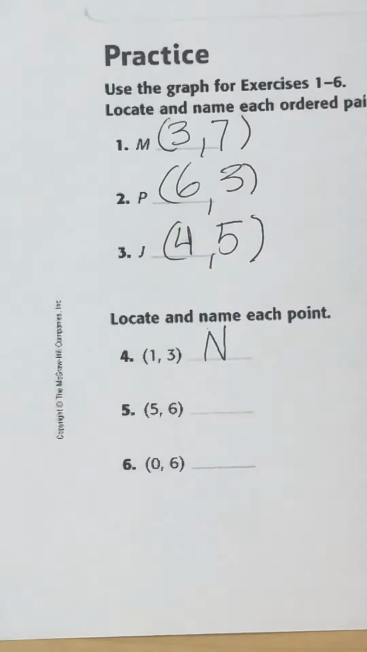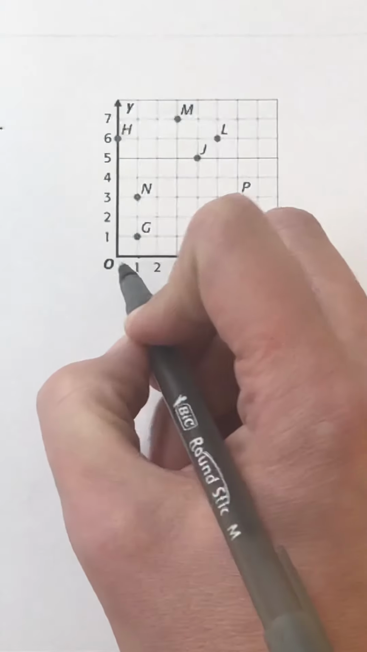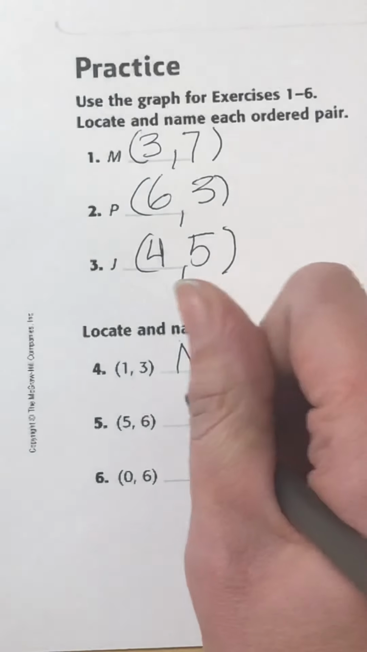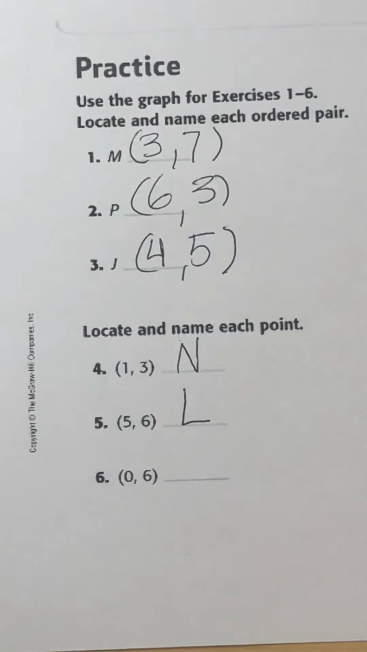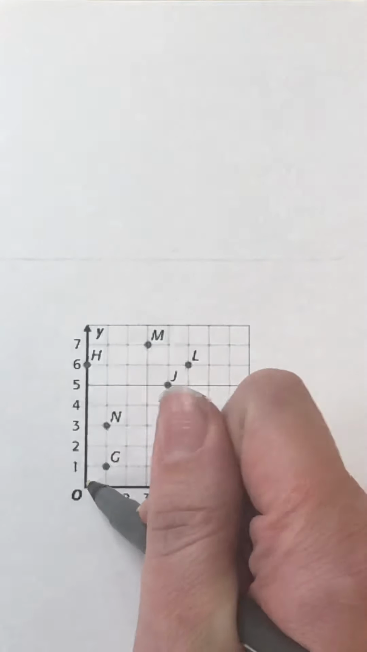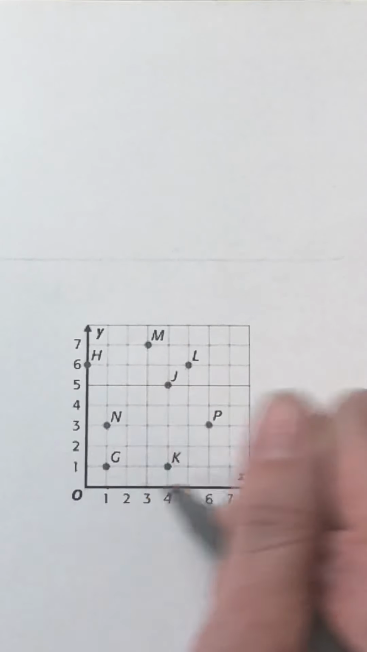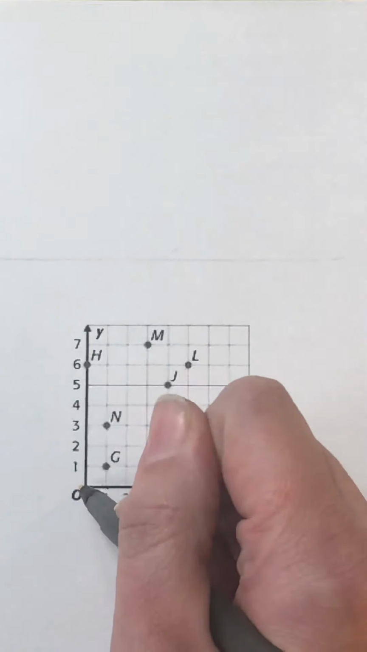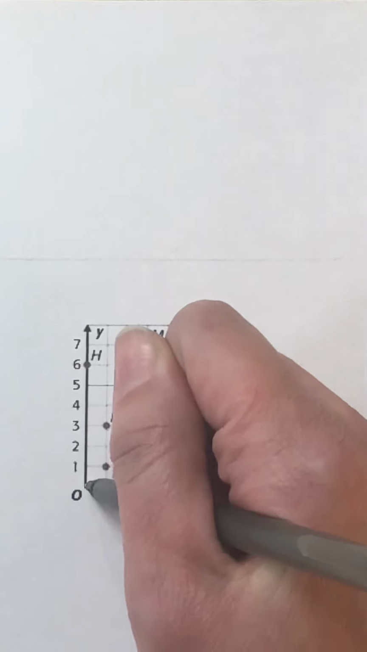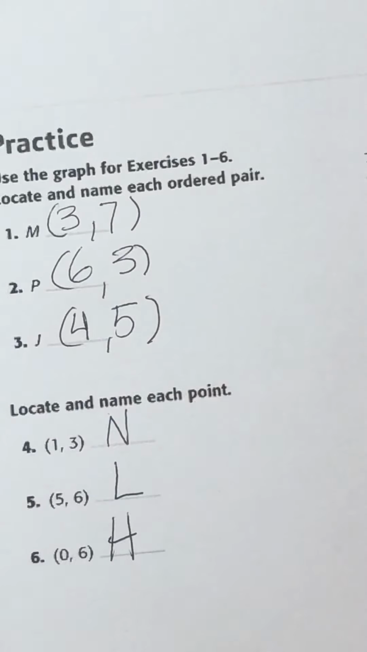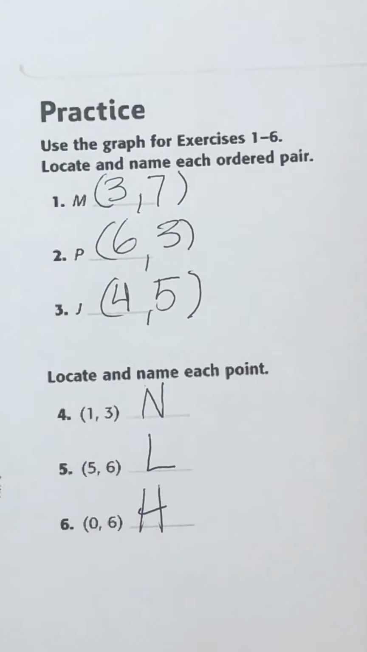Our next one is 5, 6. So you're going to go over 5, up 6. And that was L. Our next one is 0, 6. You go over 0, and I think that kind of throws people off because they're like, wait, what am I supposed to do? Well, it's just 0, so you don't have to go anywhere. You just stay here, but then you go up 6. So that's H.